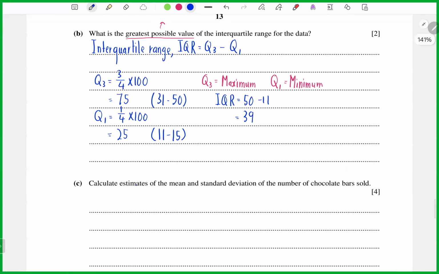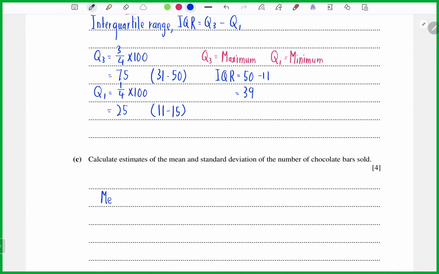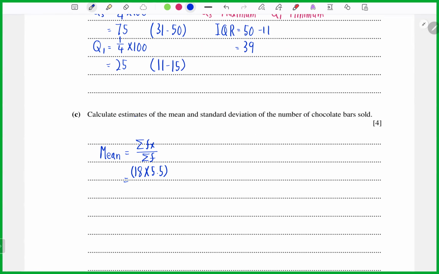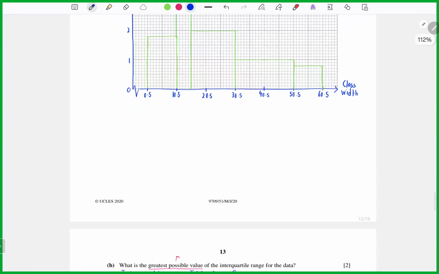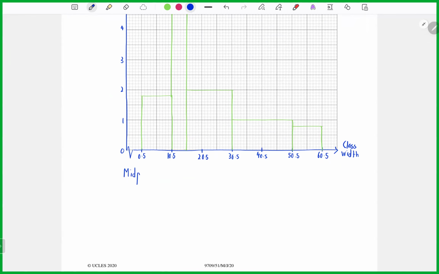And then now we'll go to the last question. Question C. Calculate the estimate of the mean and standard deviation of the number of chocolate bars sold. So now you need to find the mean, right? We know the mean formula is sum of fx divided by total frequency. So you can write here 18 multiply 5.5. So you need to find out the midpoints first.